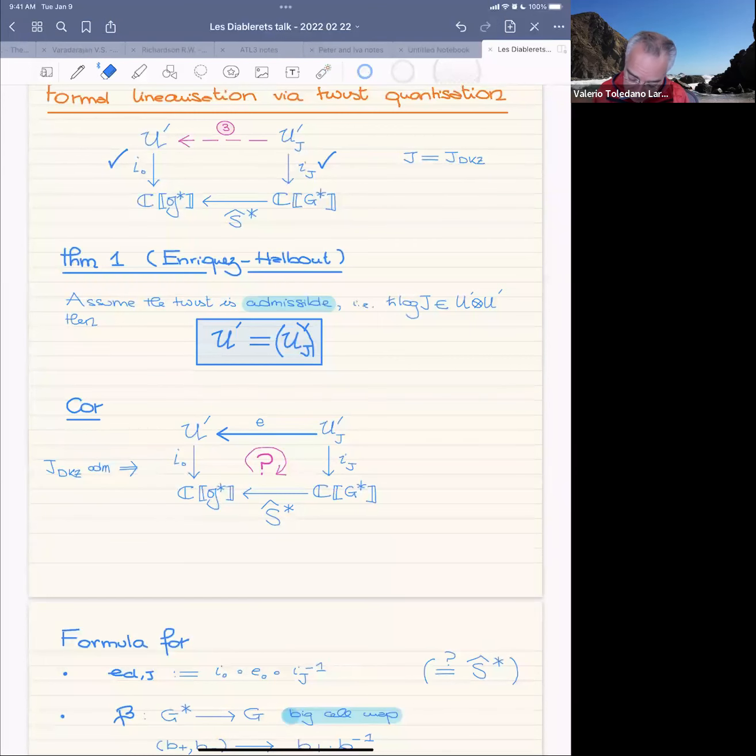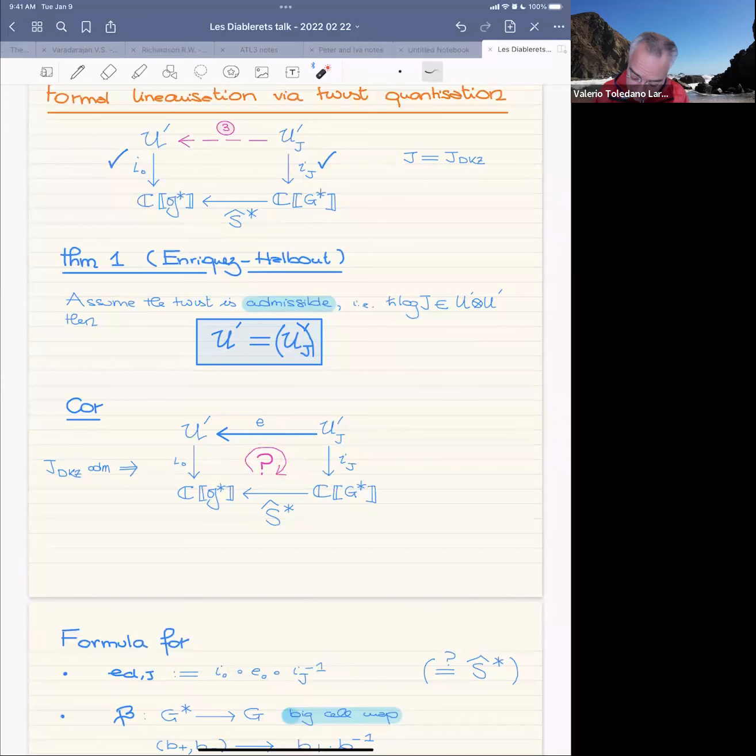we've quantized functions on G star, we quantized functions on capital G star. We now have an isomorphism, which I'm denoting by E, but this is just equality now because of this result here. And now the last thing to do is we want to check that this is a commutative diagram.